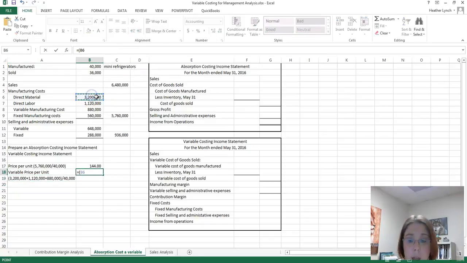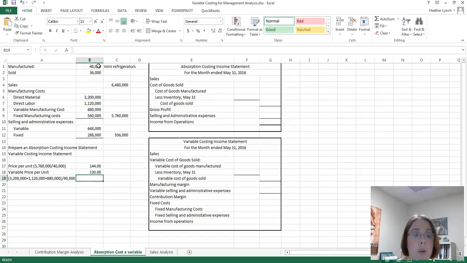So we take the direct material, direct labor, variable manufacturing overhead, and we divide that by the number of units we manufactured. So that gives us 130. So depending on if we're looking at the total, because when we looked at the price per unit, that included fixed manufacturing overhead. Variable only included the variable. Okay, so let's see how this changes our absorption costing.